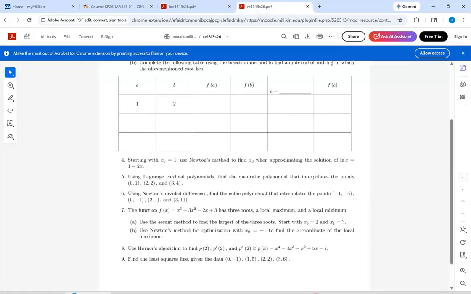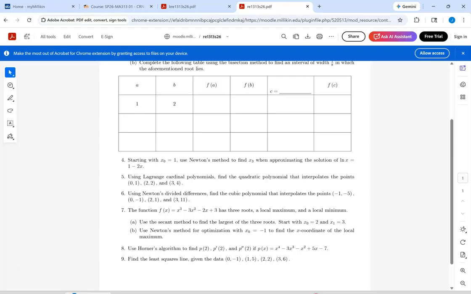What else did we have? Making sure that you can do your polynomial interpolations. Making sure you know what the Lagrange cardinal polynomials are. Making sure you know how to do divided differences in particular. You do not, I repeat, do not need to multiply out all your polynomials. Just set them up, okay?